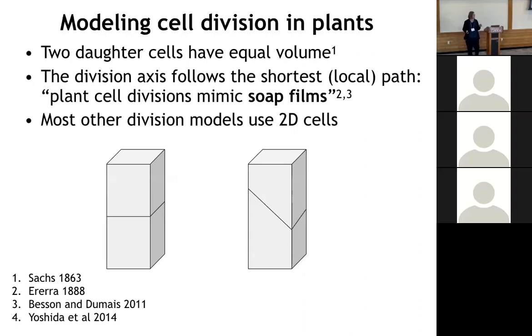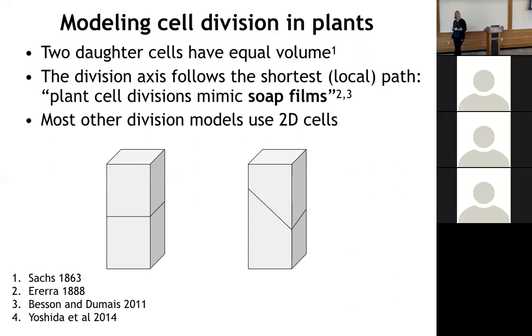In 1888, Herrera was the first person who hypothesized, and what he said specifically was that plant cell divisions mimic soap films. Okay, soap film minimization is how plant cells divide. So this is a hypothesis that's been around for a long time. We decided to actually test this hypothesis using real 3-dimensional plant cells.